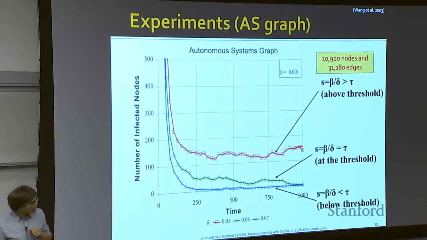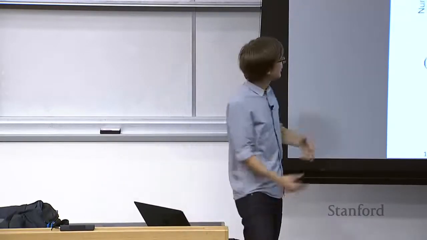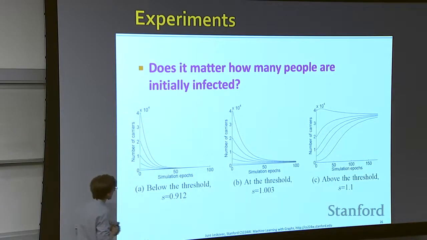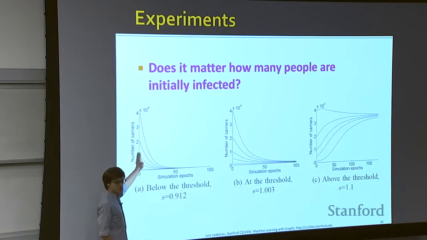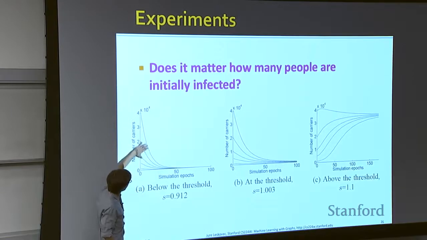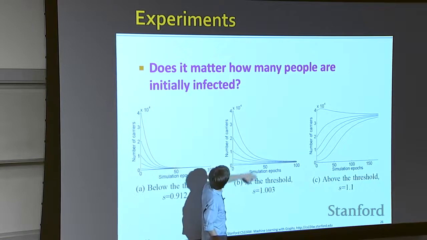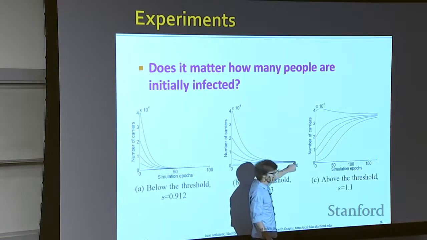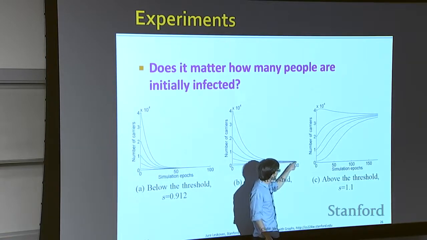And of course you can ask, does it matter how many people are initially infected and things like that? And here is what I'm trying to show you. This is the number of initial people that are infected. And if you are below the threshold, it doesn't really matter. It goes to 0. Here is when you are at the threshold, you see it's going to 0, but it's still not 0. It slowly survives, slowly going to 0, but never really dies out.